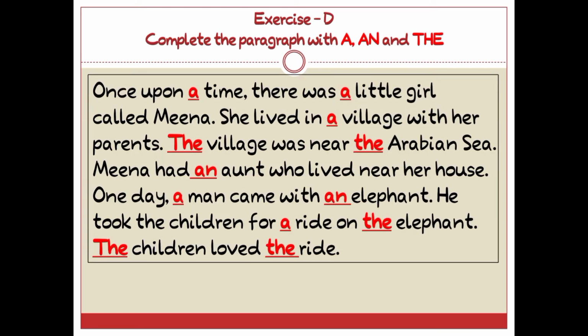Now take out page number 37, exercise D. Complete the paragraph with a and the. Once upon a time, there was a little girl called Mina. She lived in a village with her parents. The village was near the Arabian Sea. Mina had an aunt who lived near her house.